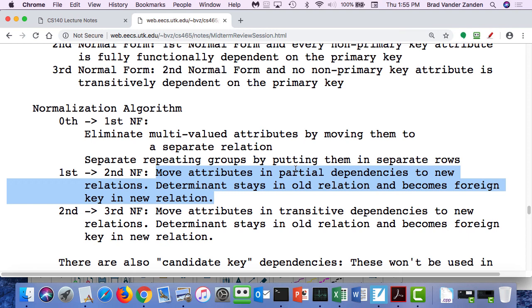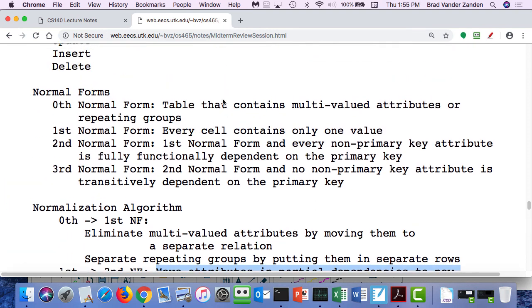A multi-valued attribute. A repeating group is essentially a multi-valued attribute. A repeating group is what you remove when you go from zero normal form. Okay, a repeating group is either a multi-valued attribute or multiple tuples. I think they may have meant by repeating group several tuples that were the same, roughly.